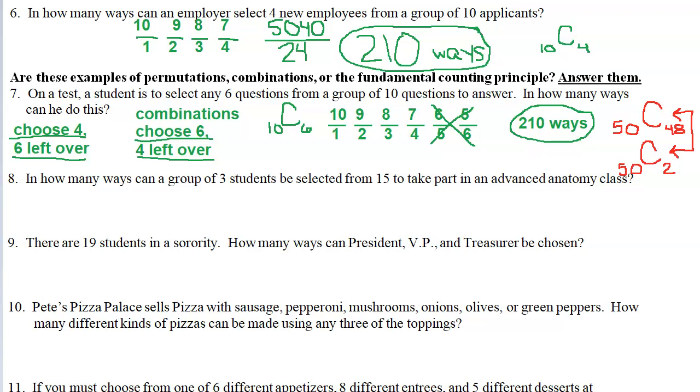All right, number 8. In how many ways can a group of 3 students be selected from 15 to take part in an anatomy class? So once again, this is going to be a combination. It's going to be a 15C3. The reason being, they didn't rank the students. They just said, hey, we're going to have an advanced anatomy class, and we're going to pick 3 of you to get, I don't know, promoted, it almost seems like here, into the advanced class.